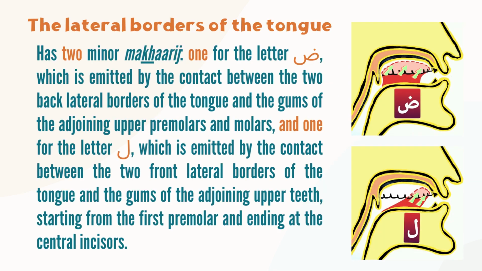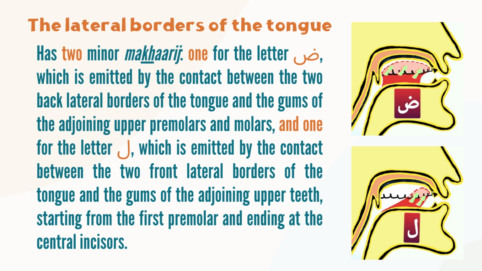Then we move forward towards the lateral borders of the tongue. This area has 2 minor makharij. One for the letter dad, which is emitted by the contact between the 2 back lateral borders of the tongue and the gums of the adjoining upper premolars and molars. Ad, ad.